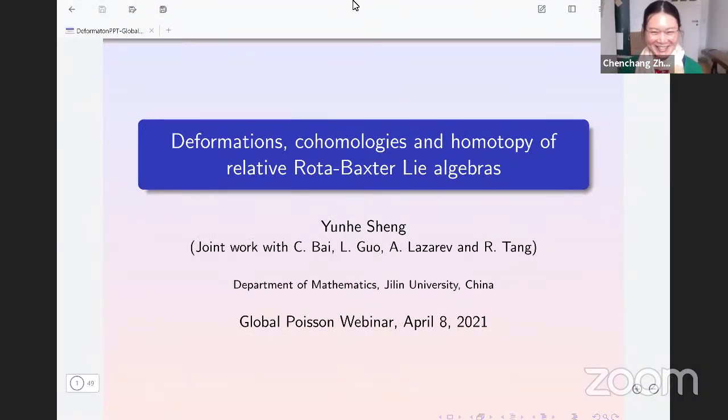Okay, great. So, well, we're very pleased to have Yunhe Sheng from Jilin University. He will talk about deformations, cohomologies, and homotopy of relative Rota-Baxter Lie algebras. Thank you, Sheng. And I'm going to share the slides for people because there are many formulas.